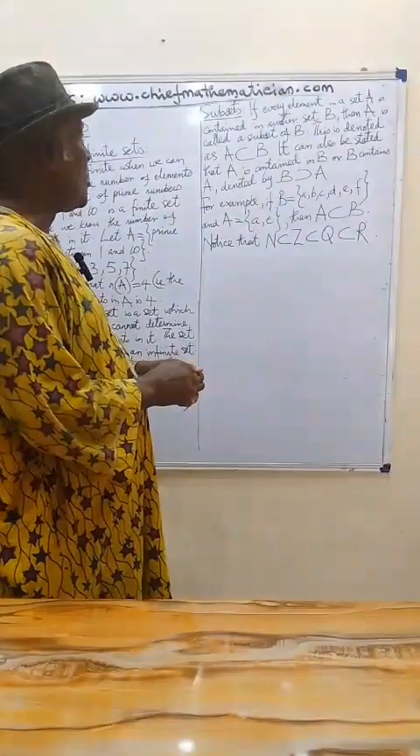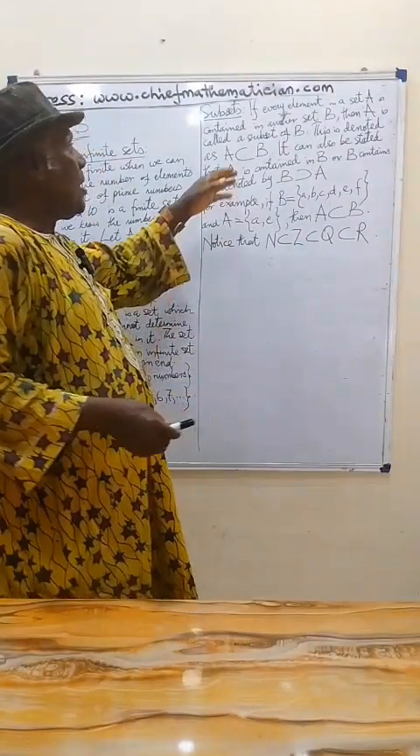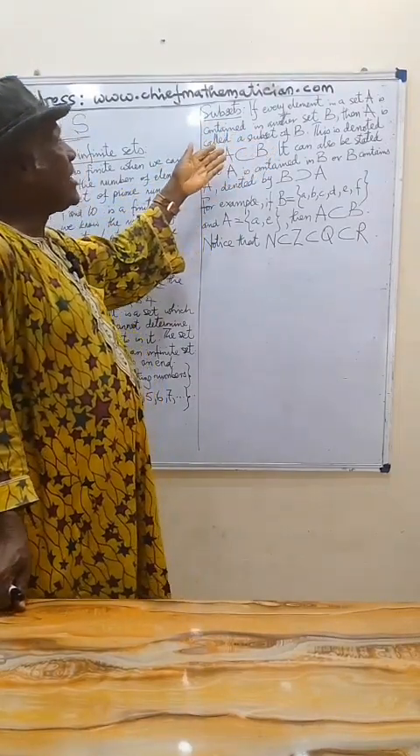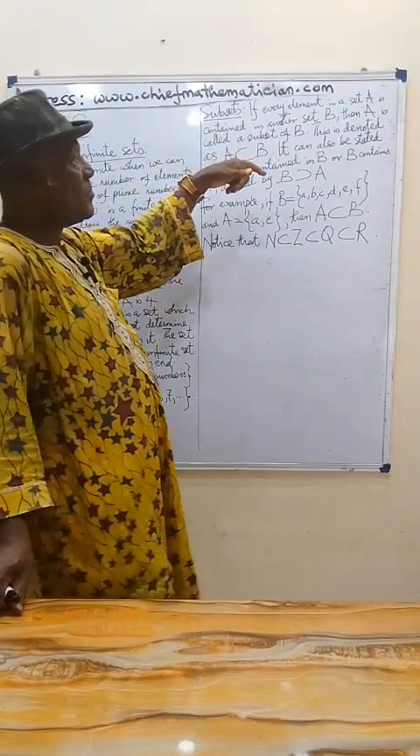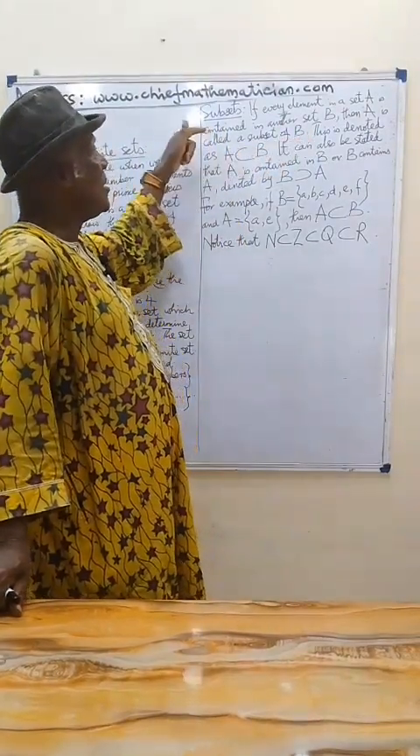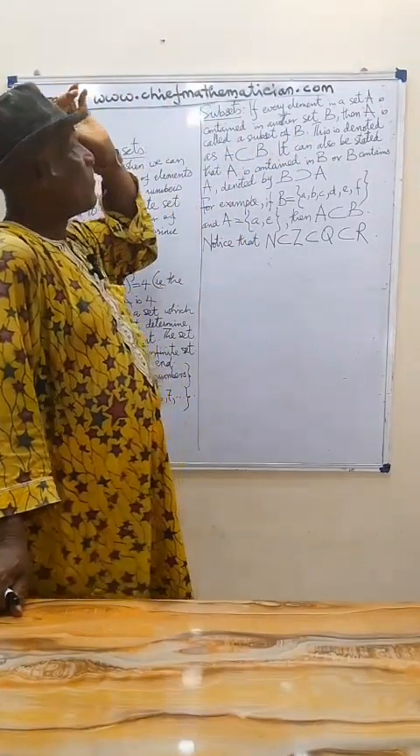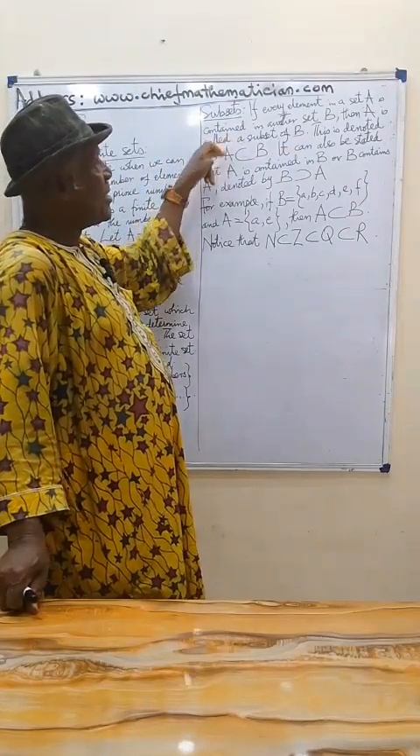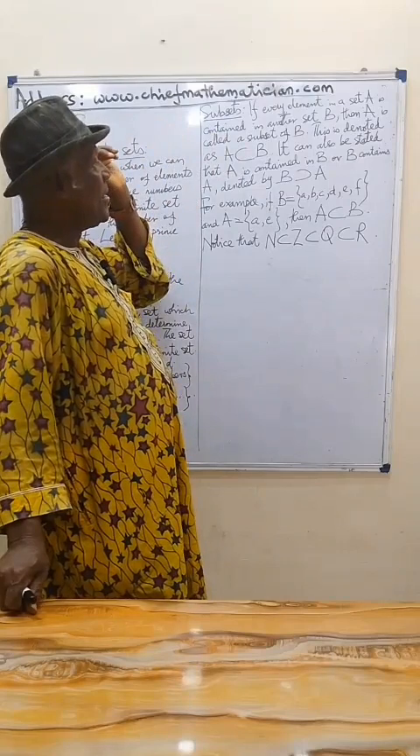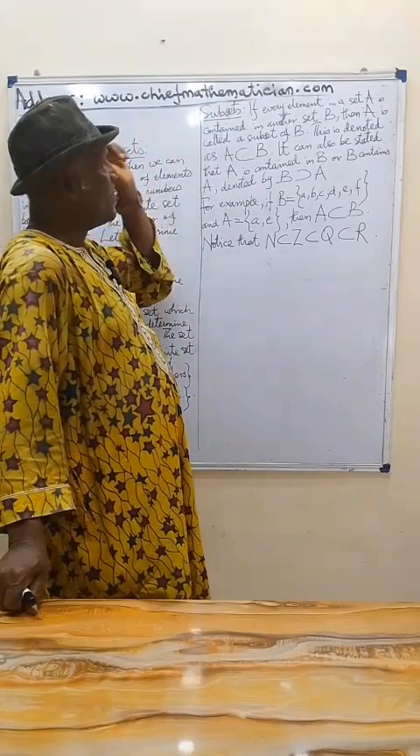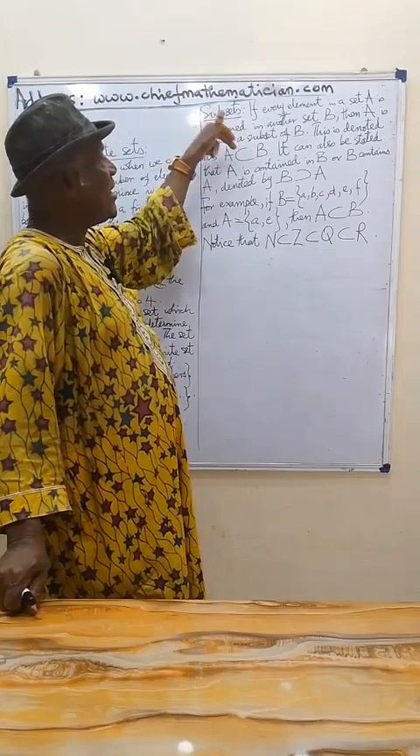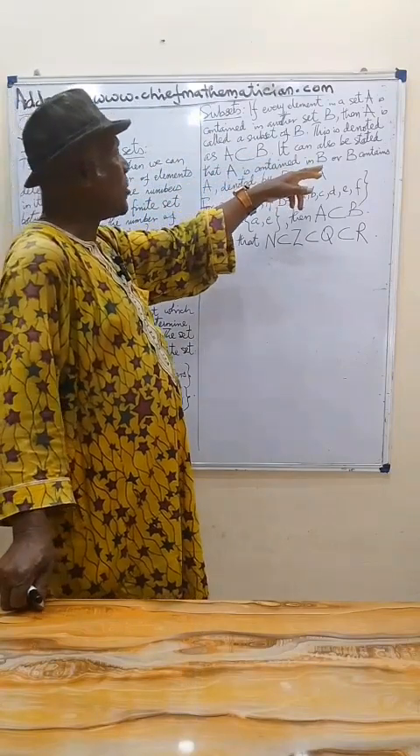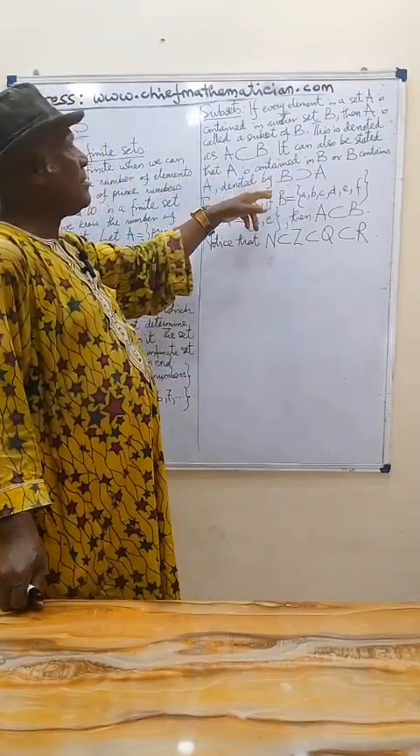Then we go over to subsets. If every element in a set A is contained in another set B, then A is called a subset of B. This is denoted with this symbol: A is contained in B. That's what this means. It can also be stated that A is contained in B, or B contains A. Again, denoted by this symbol.